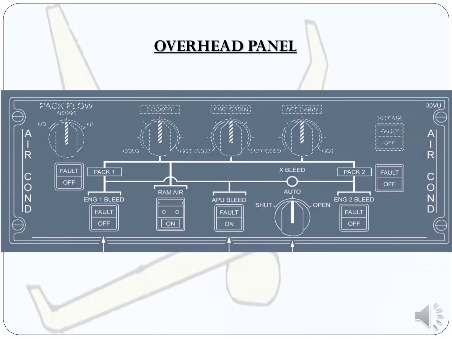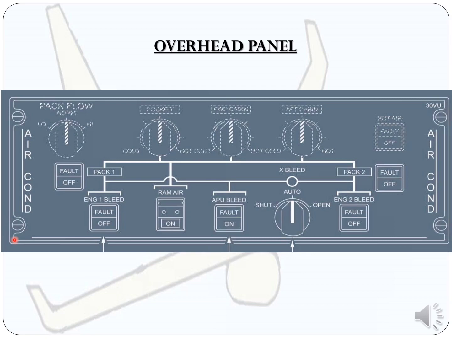Control and indications of the pneumatic system are on the overhead panel. I have already explained the overhead panel to you; if you would like to know more, please go through it. In the air conditioning panel, the pneumatic system controls and indications are given, half below, as you can see here.